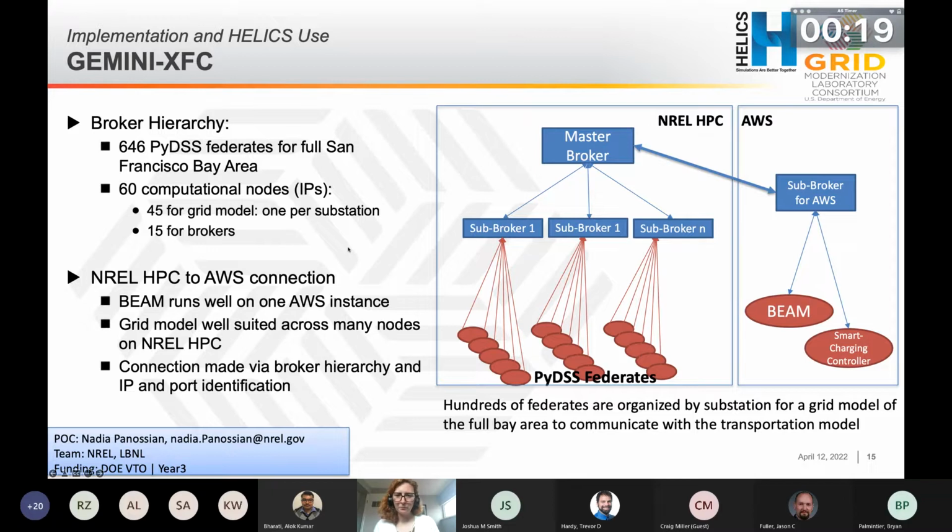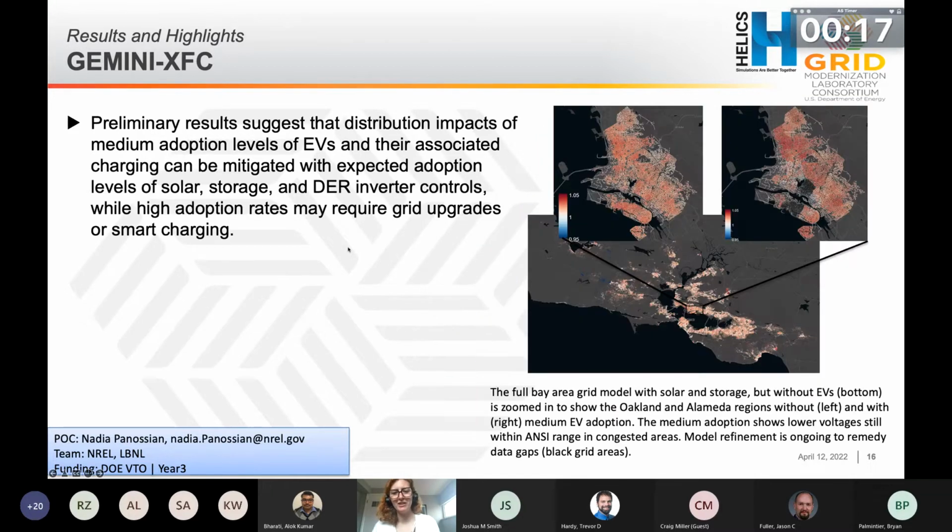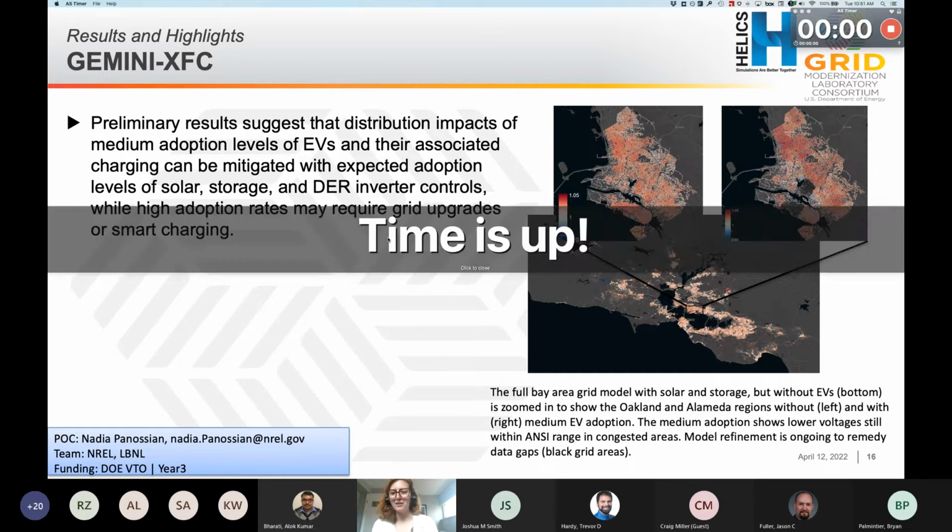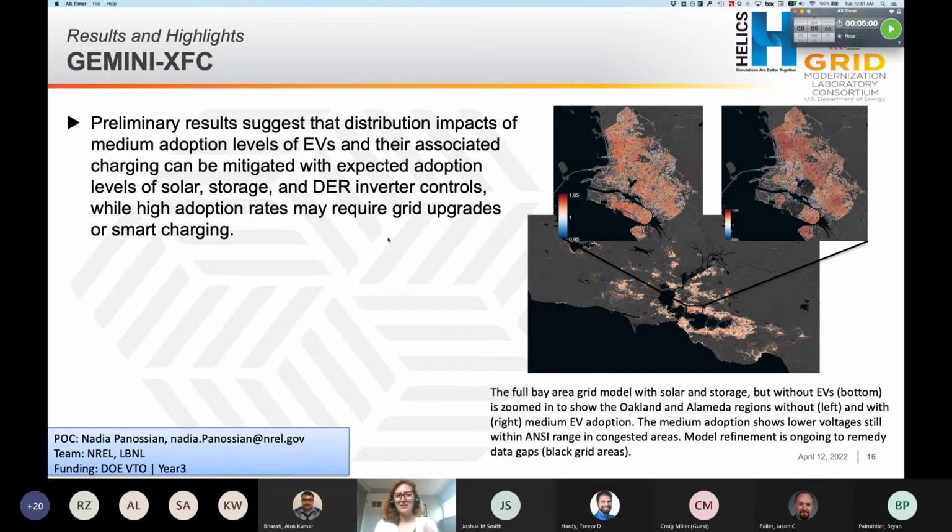I think that's it for me. Oh, I have one more slide showing. Here's some preliminary results. You can see how fine our distribution grid gets. So the zoom in is just of the Oakland-Alameda region, and we see a little bit of change in voltage on our distribution system once you add our lowest scenario of vehicle adoption for 2040. So this is cool preliminary data, but more polished results will be coming soon.